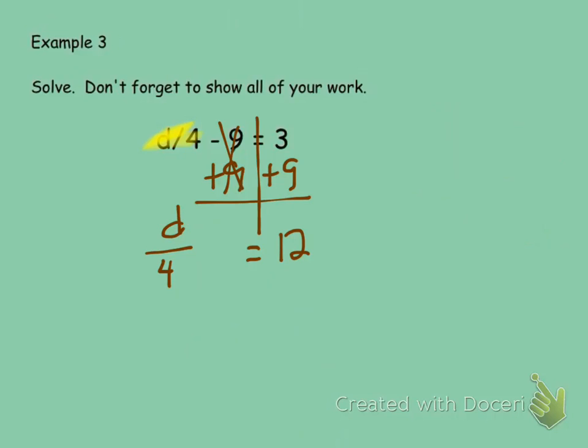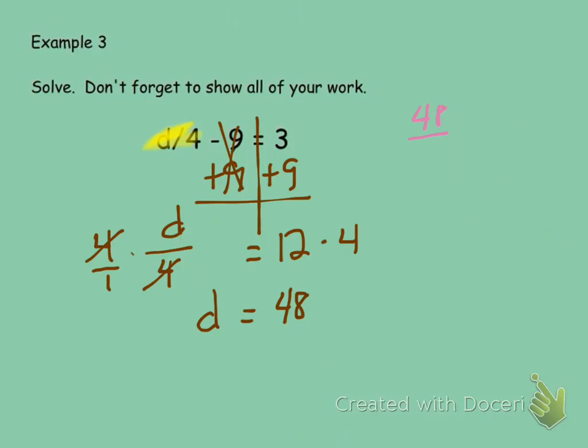Okay, now the opposite or inverse operation of division is multiplication. So I'm going to multiply both sides by 4. And when I do that, it's really 4 over 1, and my 4s are going to cross simplify down to 1s. And I'm going to be left with d is equal to 12 times 4, which is going to be 48. Let's plug that in for our check.